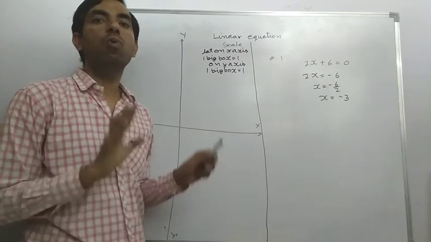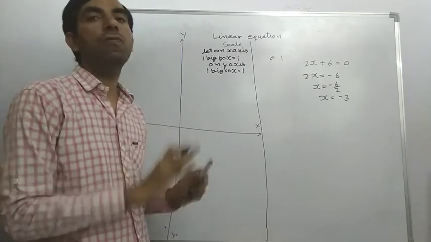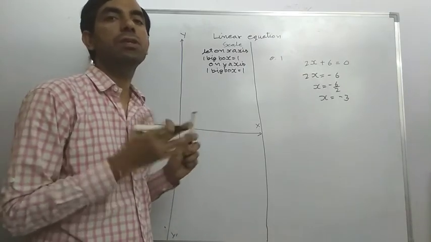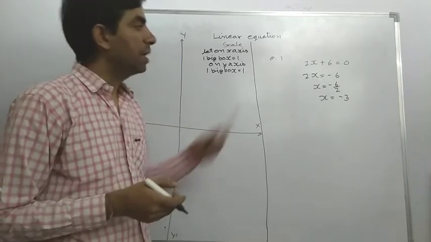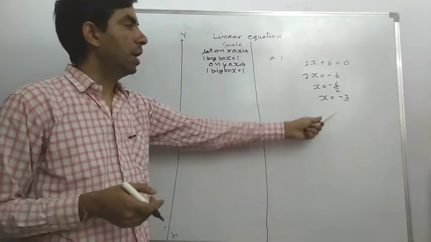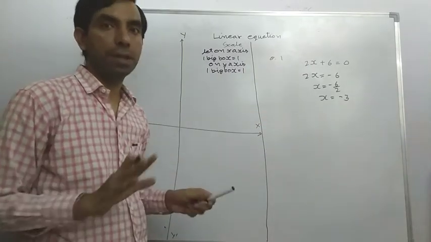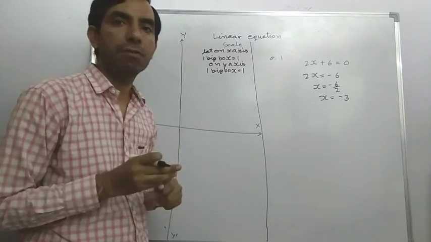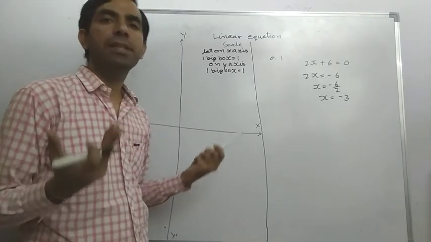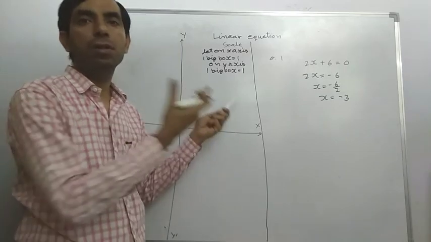Here we can find only the value of x, not the value of y. Means the y value does not affect this point. But the x value is fixed because the x value is minus 3 only. We cannot find any other value of x for this linear equation. But the y value is anything. It does not affect this equation.